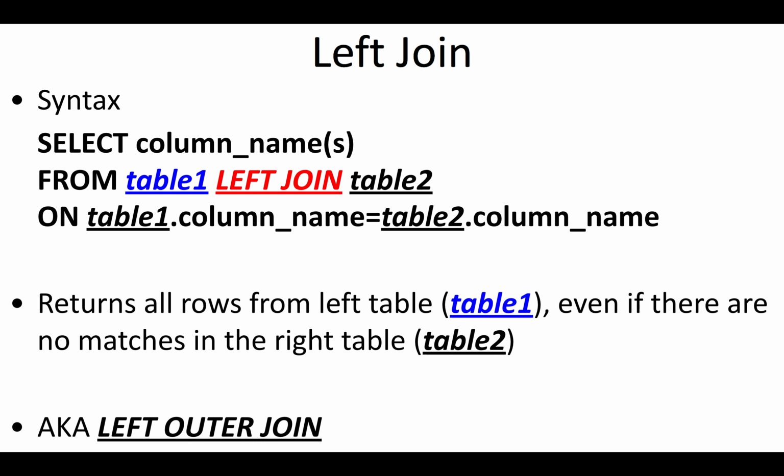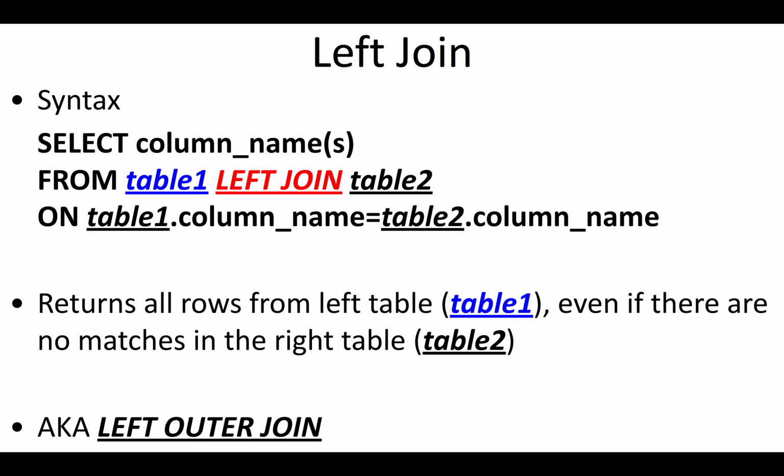Now, sometimes there might be things that don't match. For instance, you notice that there was that order record that wasn't pointing to anybody. Sometimes we might say, even if they don't match, I still want those records. But you tell me then which direction you want. So for instance, over here, if we have a left join, that means I want all the records in table one, even if they don't match.